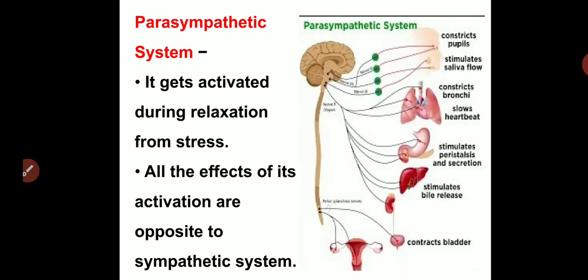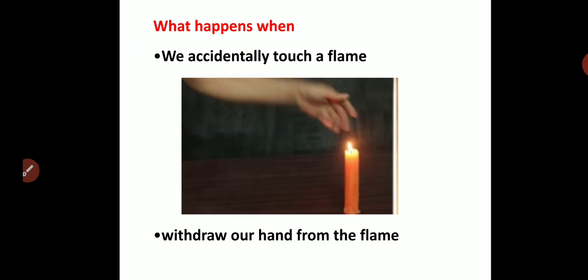The parasympathetic system gets activated during relaxation from stress, that is, bringing the body back to normal. All the effects of activation are exactly opposite to those of the sympathetic nerves.